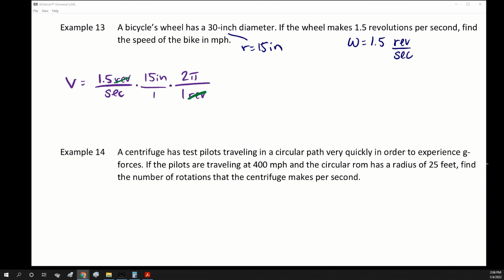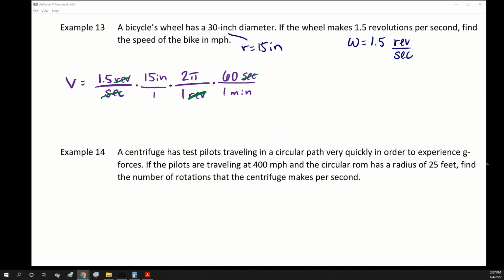Okay, so we've taken care of the revolutions. Now we're just going to pick one and take care of it. So let's just pick seconds. Now, some of you may know how many seconds are in an hour. If you don't, it's okay. I know you know how many seconds are in a minute. And so there are 60 seconds in 1 minute. Seconds was in the denominator, so if I want to cancel it, I'm going to have to put seconds in the numerator. So 60 seconds in 1 minute. And that is going to cancel seconds. So now we have inches per minute.